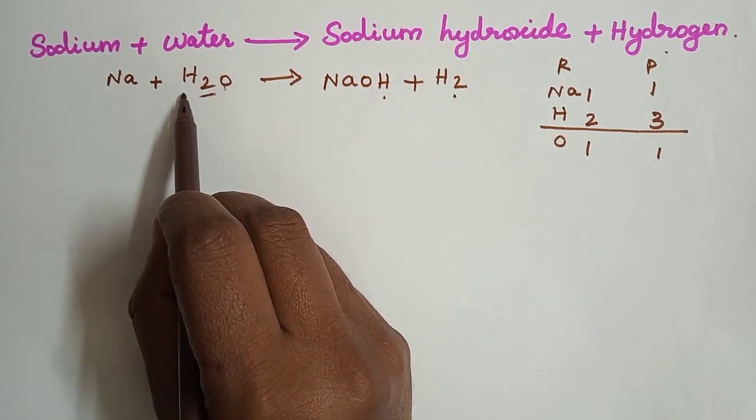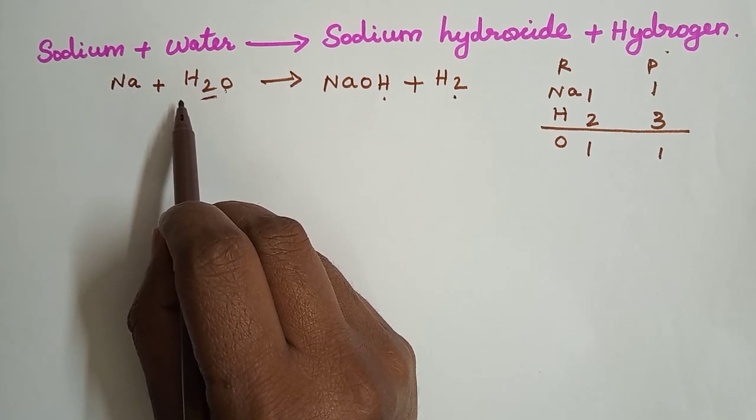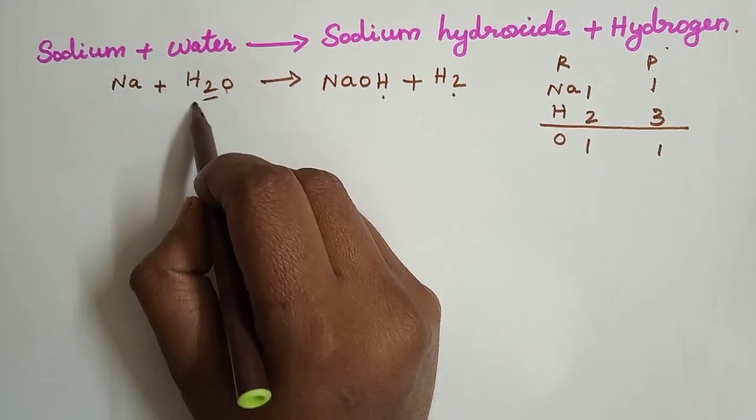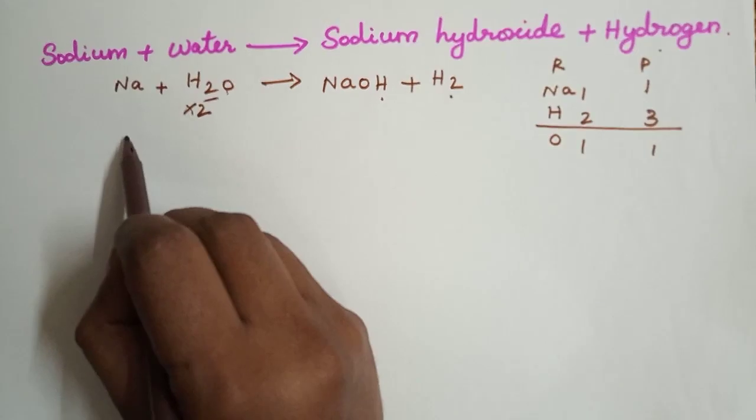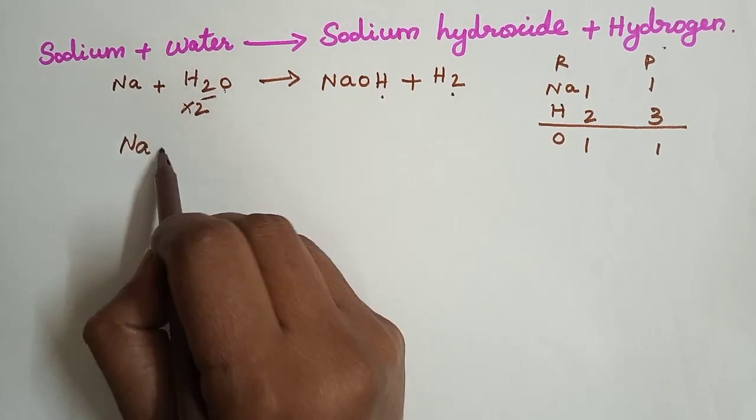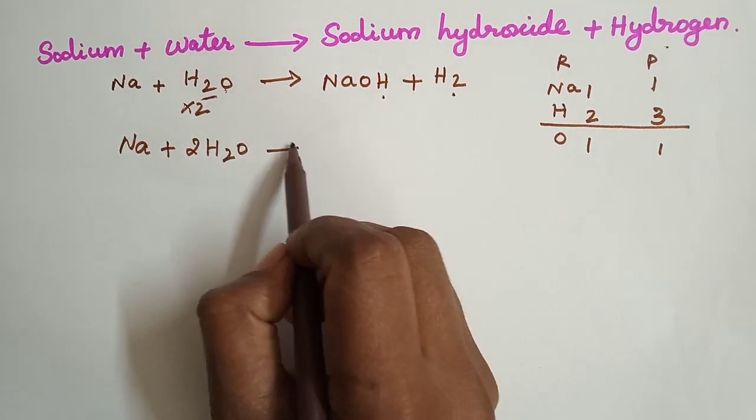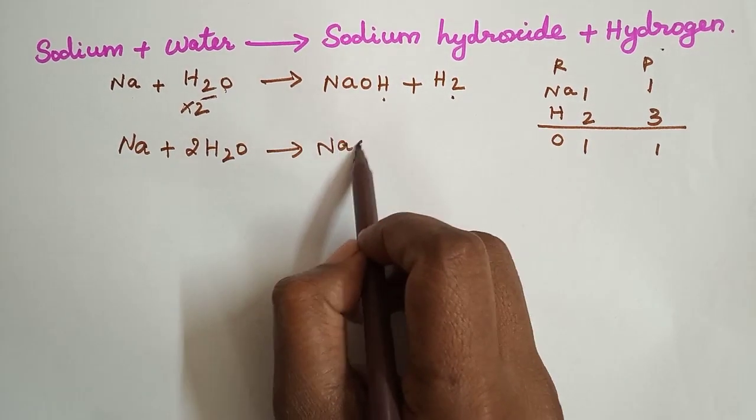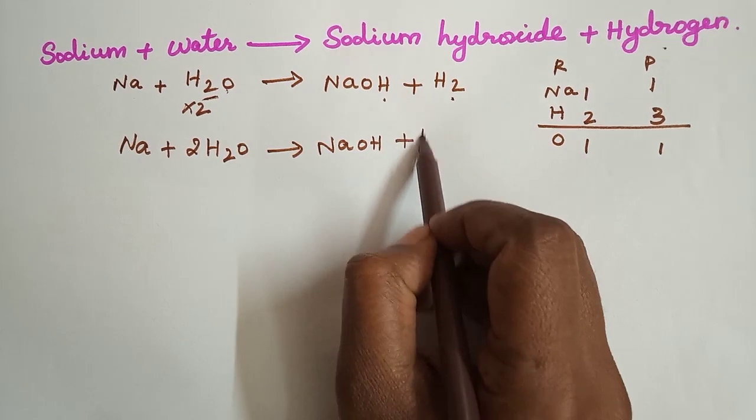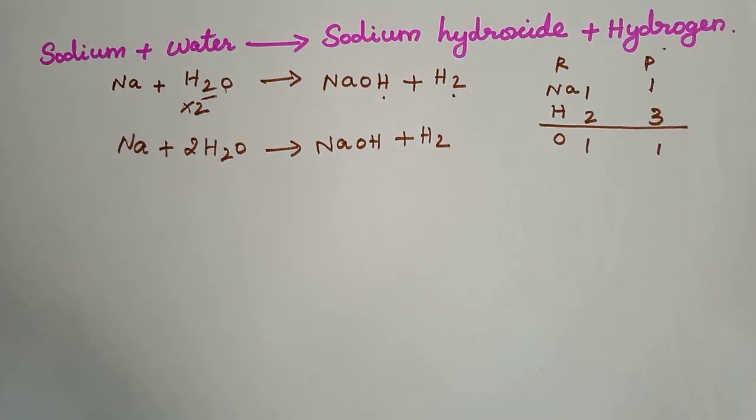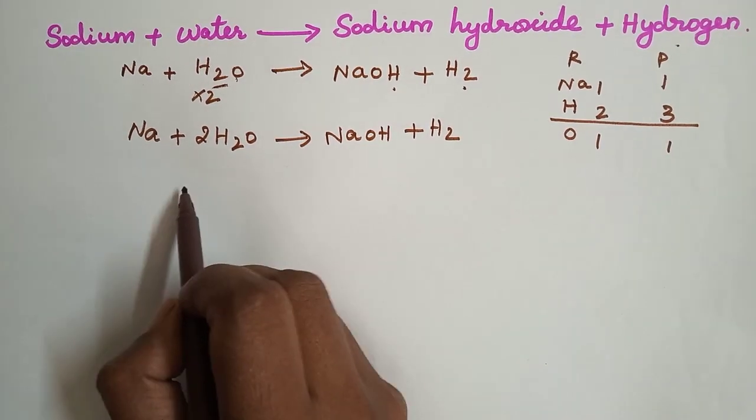We can multiply with 2. So the new equation is Na plus 2H2O gives NaOH plus H2. Understood? So now we have to check again.